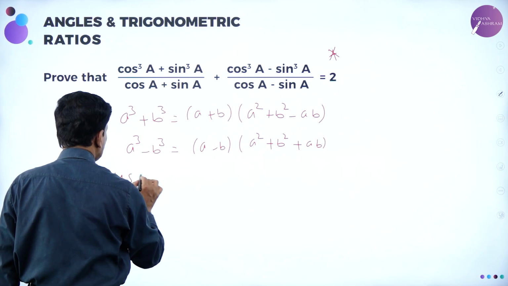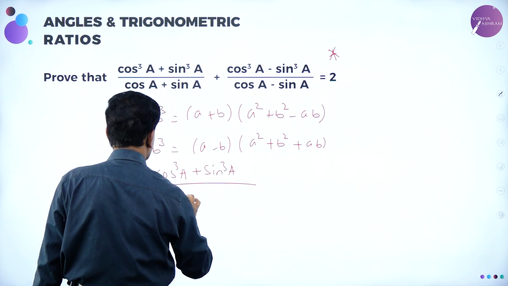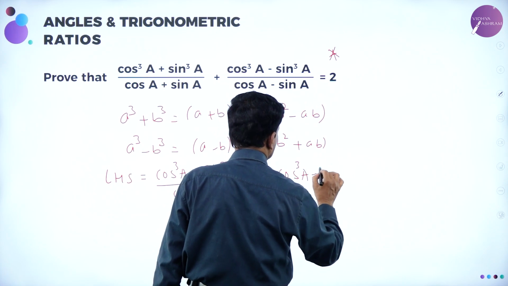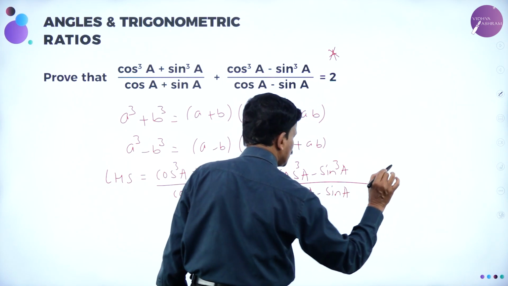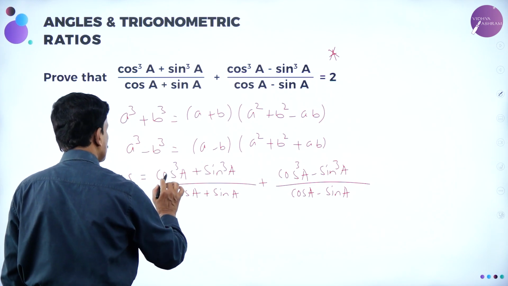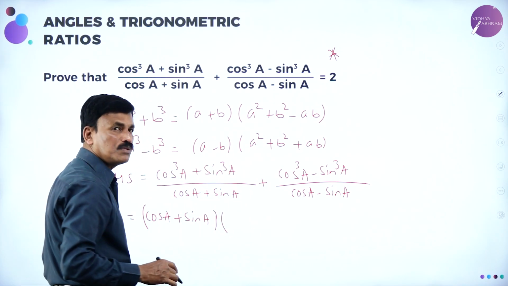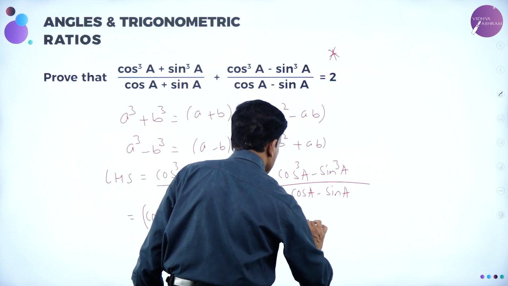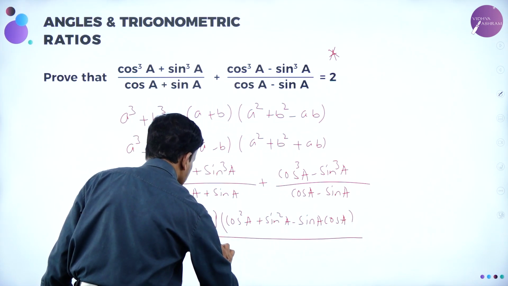Now LHS, what is LHS? Cos cube a plus sin cube a divided by cos a plus sin a, plus cos cube a minus sin cube a divided by cos a minus sin a. Now here this is a cube plus b cube. A cube plus b cube can be written as a plus b, that is cos a plus sin a, into a square plus b square minus ab: cos square a plus sin square a, then minus sin a into cos a, whole divided by, in the denominator we have cos a plus sin a.